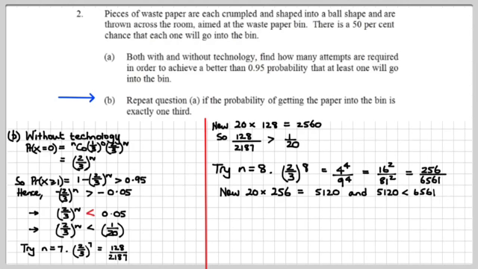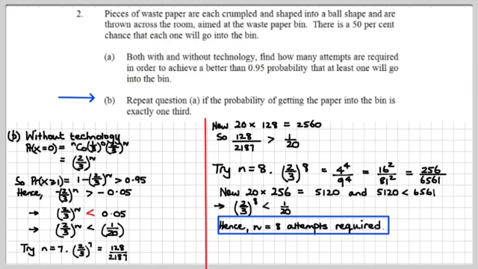5120, and 5120 is less than 6561, okay? So therefore, we must have (2/3)^8 less than 1/20, okay? Which is exactly what we want. Therefore, we know that we need 8 attempts, okay?